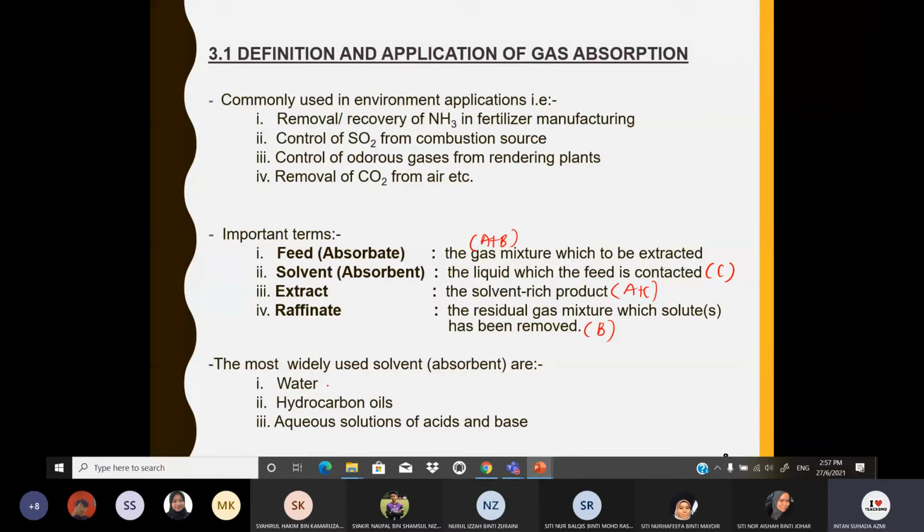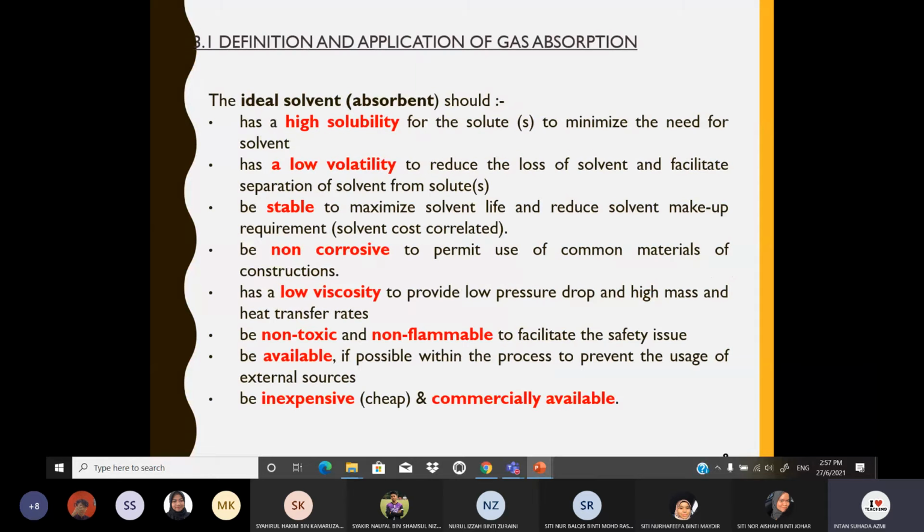Alright, so we want to go into the ideal solvent. How to choose an ideal solvent? These are the criteria of an ideal solvent. It must have a high solubility for the solute. Of course, this one is very important because our solvent will absorb component A. High solubility minimizes the need for solvent. So if the solubility is higher, we don't have to use more solvent, right?